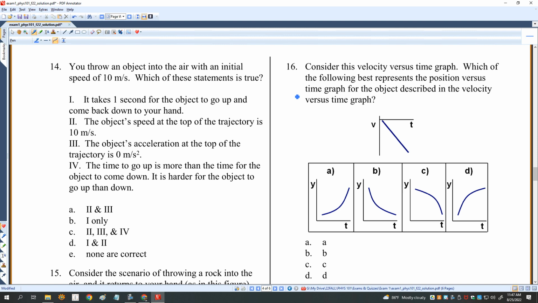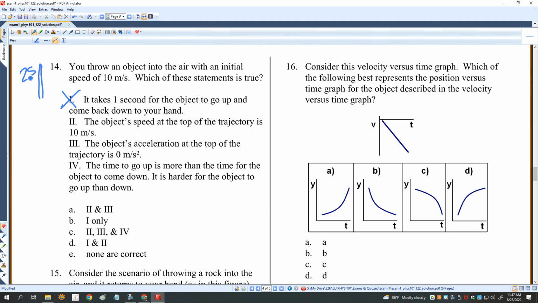Throw an object in the air. You throw an object into the air with an initial speed of 10 meters per second. Which of these is true? It takes 1 second for the object to go up and come back down to your hand. No. In fact, it takes 1 second to go up and then another second to come back down again. So it takes a total time of 2 seconds.